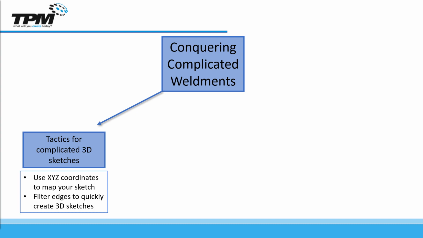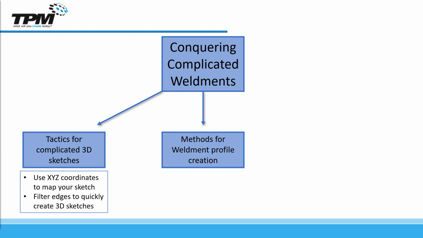As we just saw, one of the easiest ways to dimension complicated sketches is to simply create the scaffolding of the sketch with construction geometry. We can also quickly create 3D sketches by converting the edges of a feature to a 3D sketch. Now we're going to look at some strategies to create the Weldment profiles.